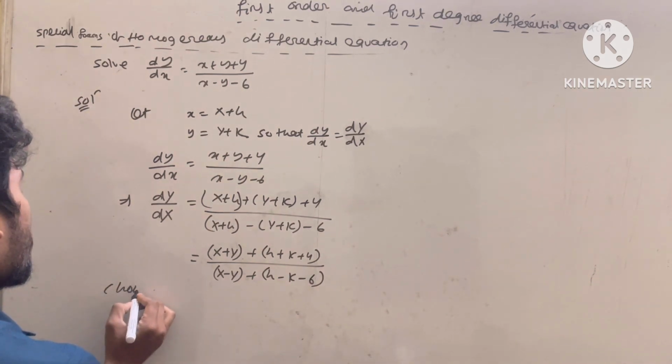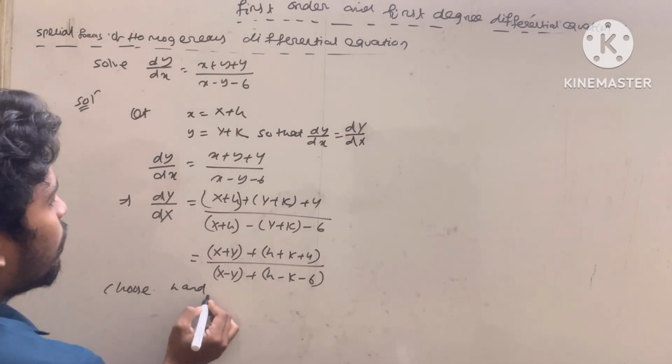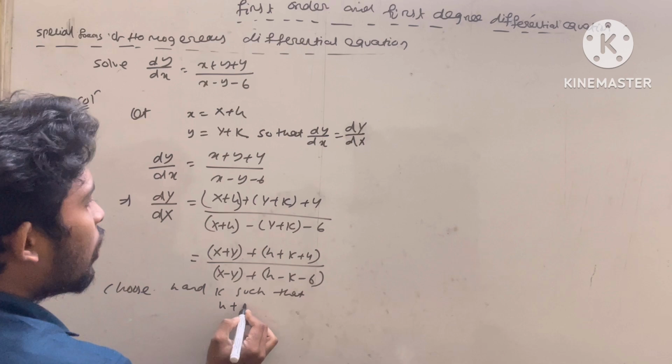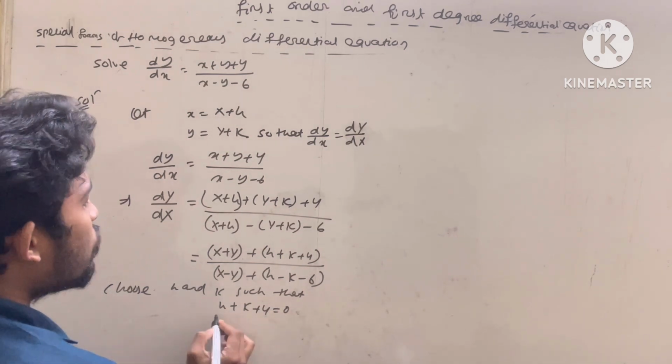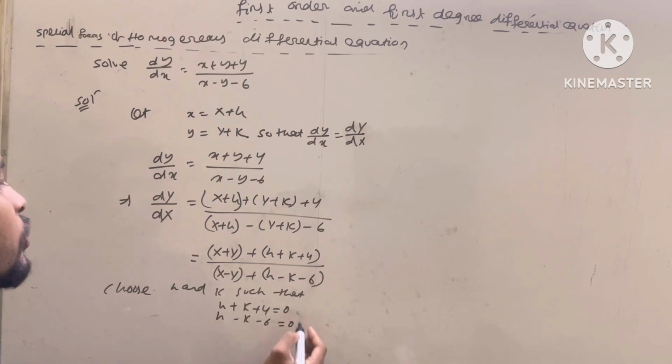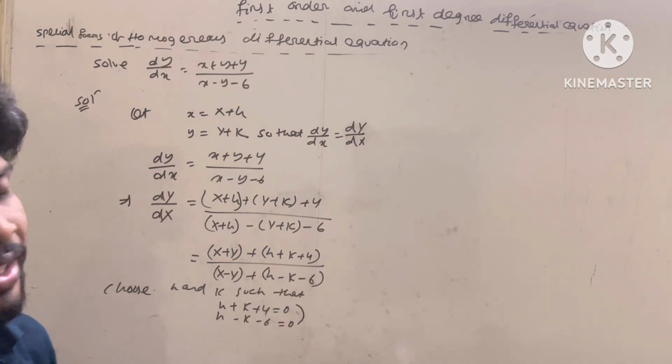So choose h and k such that h plus k plus 4 equal to 0 and h minus k minus 6 equal to 0. So you have to solve these two and you get values of h and k.